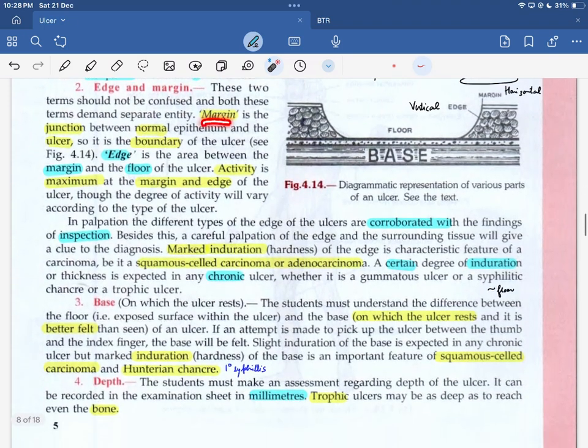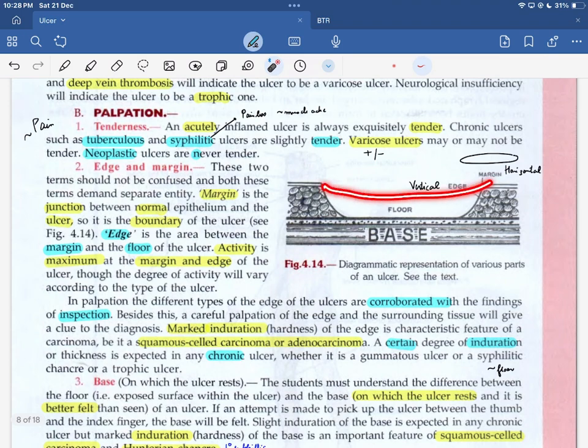So for the margin, I told you what's margin. It's a junction, right? I told you if this is the ulcer, then this would be the margin, this would be the margin, that you see from above. Or it's the junction between the normal and the abnormal thing. This is the normal thing, this is the abnormal, this is the junction. You can usually call it the boundary of the ulcer. It's literally the boundary. And the edge would be this edge, we already saw that. And this would be the floor, we already saw that.